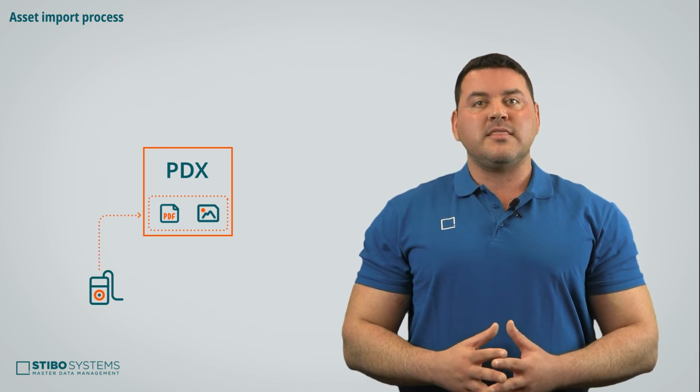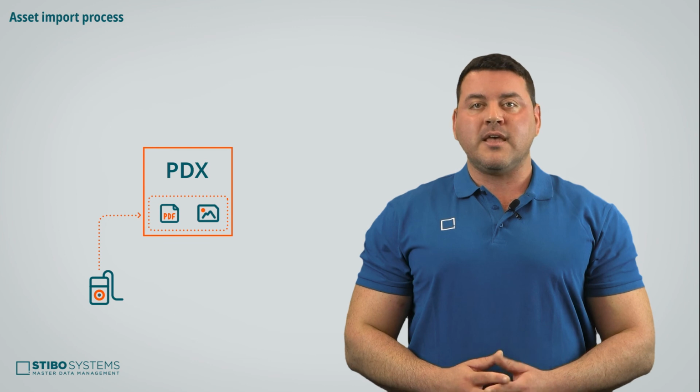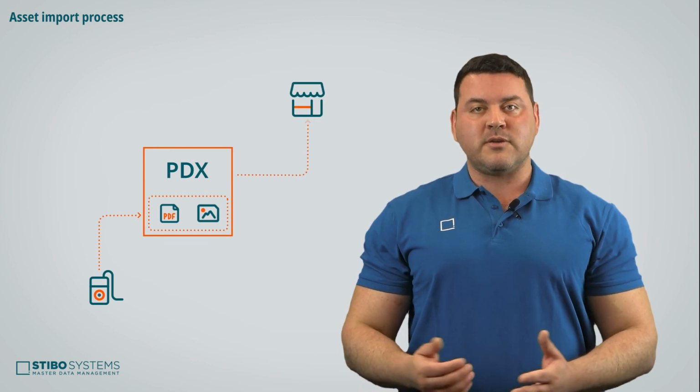With either method, the supplier will end up with the assets in the digital assets section of PDX that are associated with a specific product. These assets can then be mapped, like other attributes, and delivered by PDX.